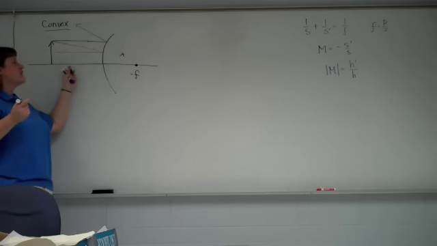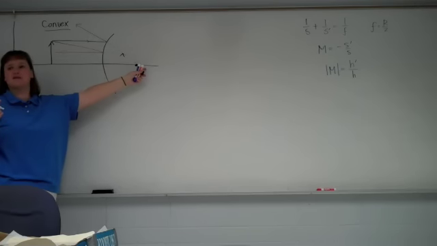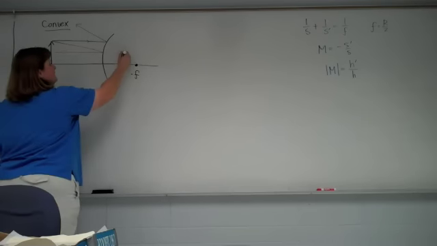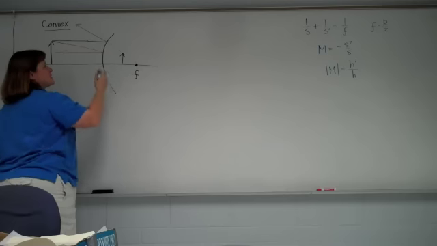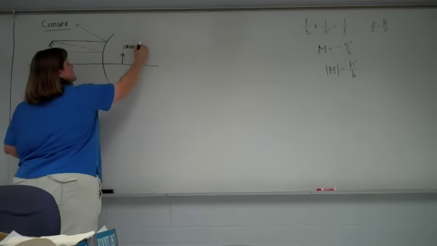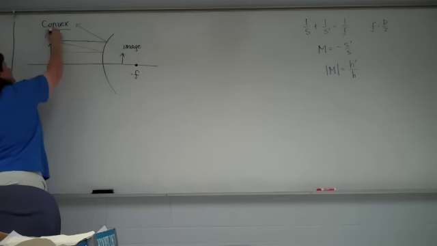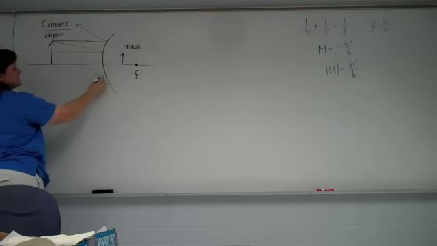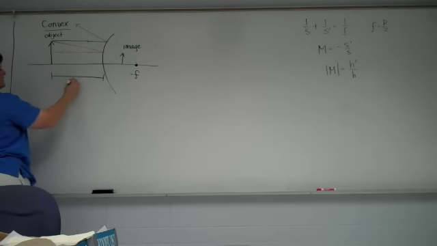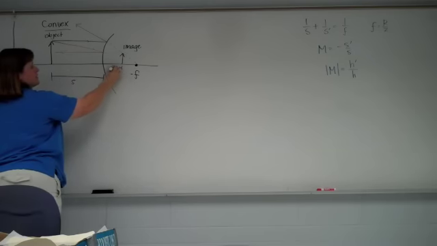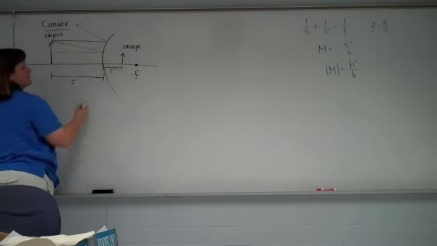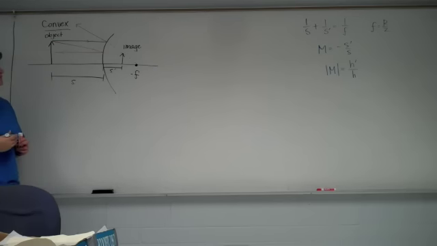The base of the arrow has to come down and touch this reference line that we've drawn. So that's our image. This is our image. This is our object. Object distance, S, is right here. Image distance, S prime, is right here. Notice the image is smaller than the object that we drew.